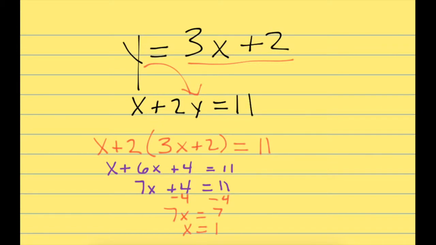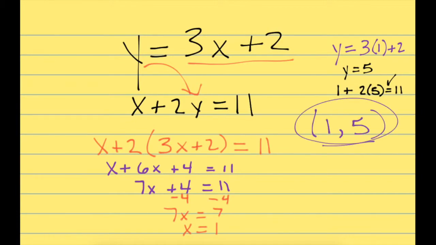I just need to find my y coordinate. So I take that x coordinate and plug it in to the other equation. And I get y equals 5. And I can double check and make sure that works in my other equation by putting in 1 for x and 5 for y. And that does indeed give me a true equation. 1 plus 2 times 5 does equal 11. So my solution is x equals 1, y equals 5, so that I have the point (1, 5).